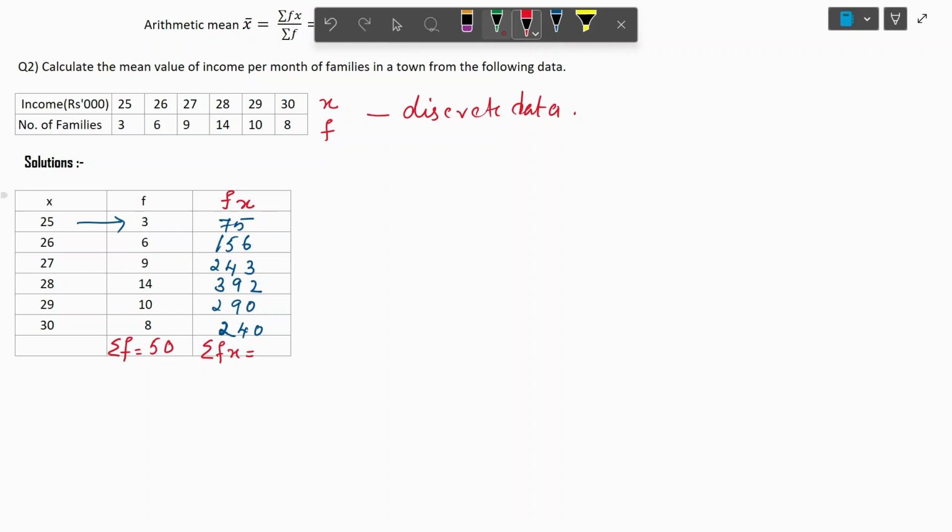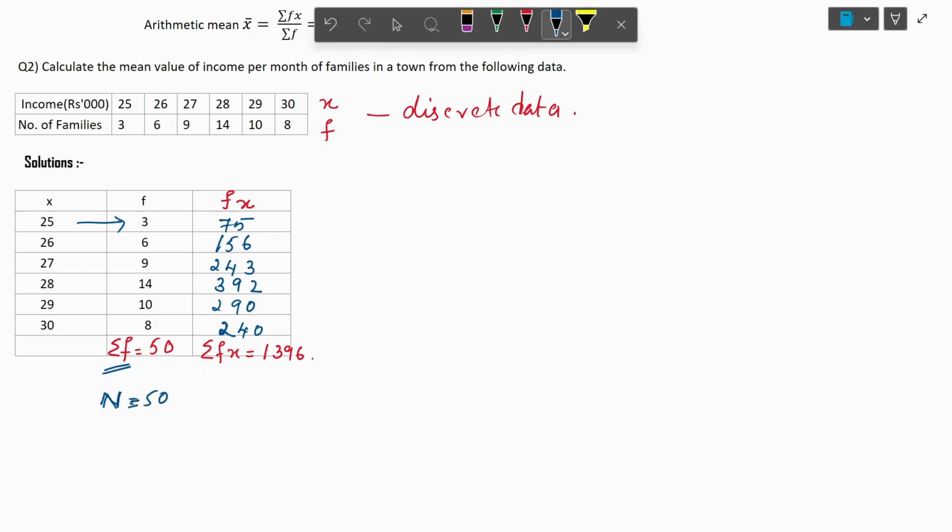And last column, that is your Fx column. Once you add, you are going to get 1396. Right now, you have completed your table. In that table, there are 3 columns. We completed the Fx column and the last calculation for summation of F and summation of Fx. Now see, this summation of F is also named as n. That means you can write n is equal to 50 also.